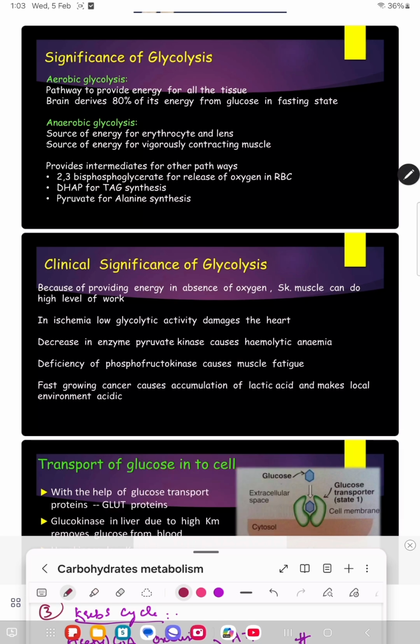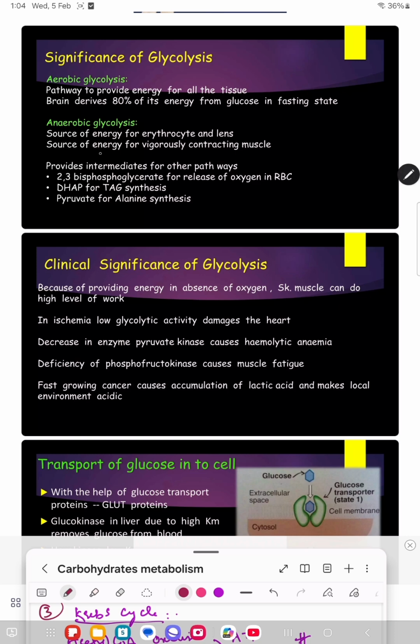The brain derives 80% of its energy from glucose in the fasting state. You know very well that in the fasting state, glucose is stored in the form of glycogen in the liver. Next is anaerobic glycolysis, the lactate formation, which is the source of energy for erythrocytes and lens.